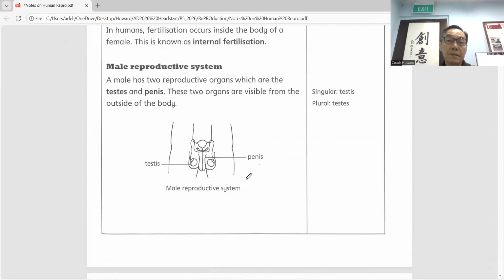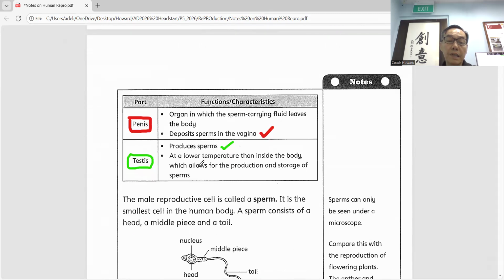As you can see here, testes. And the plural is spelled in this way. So there are two testes, one on the right, one on the left. And why is it on the external part of the body? There's a reason for that, which is stated here.